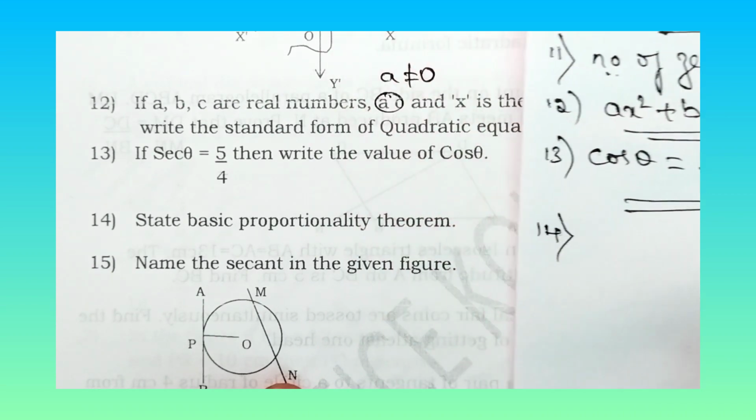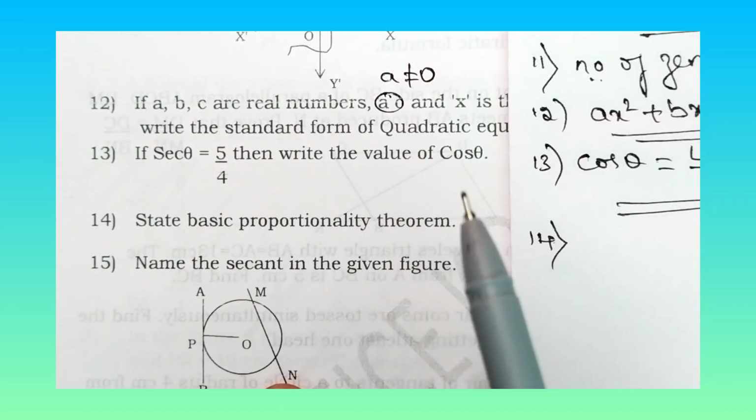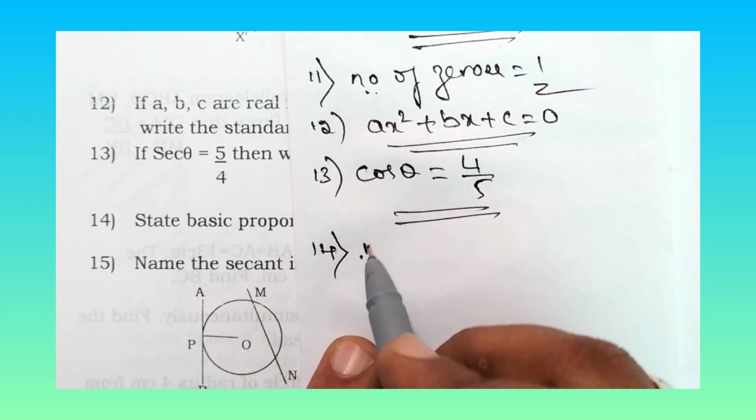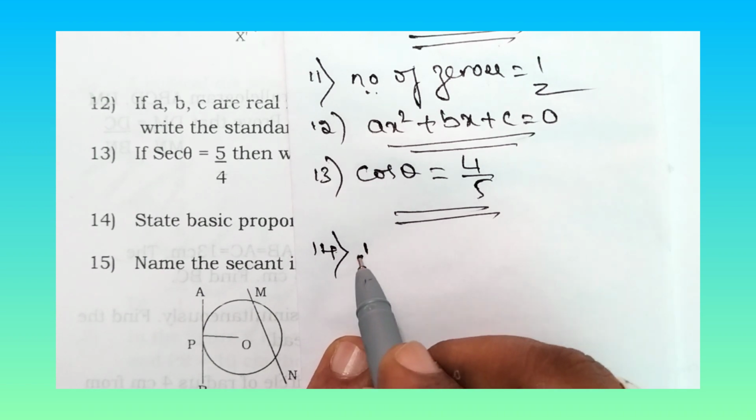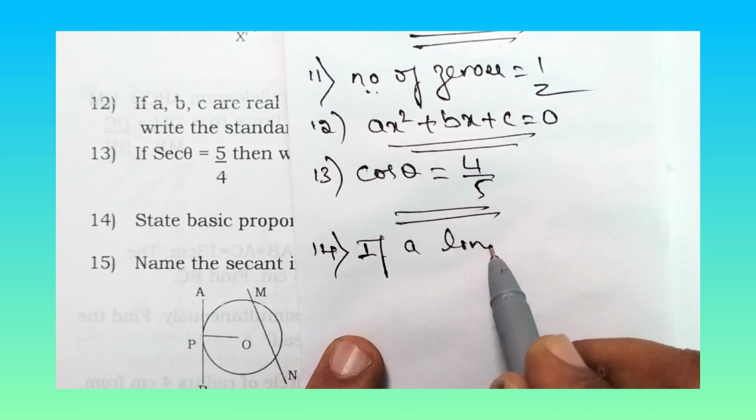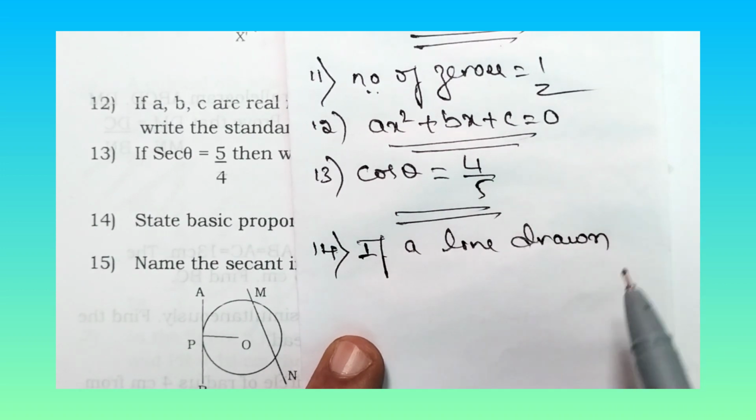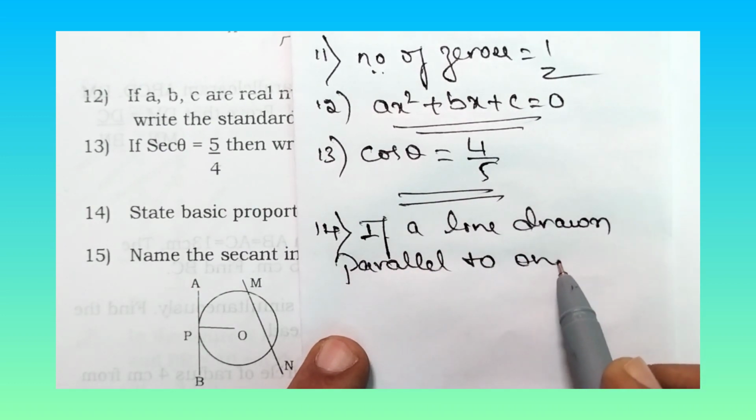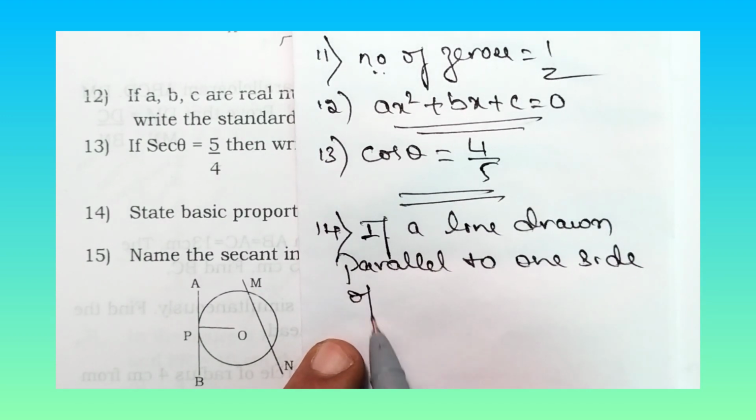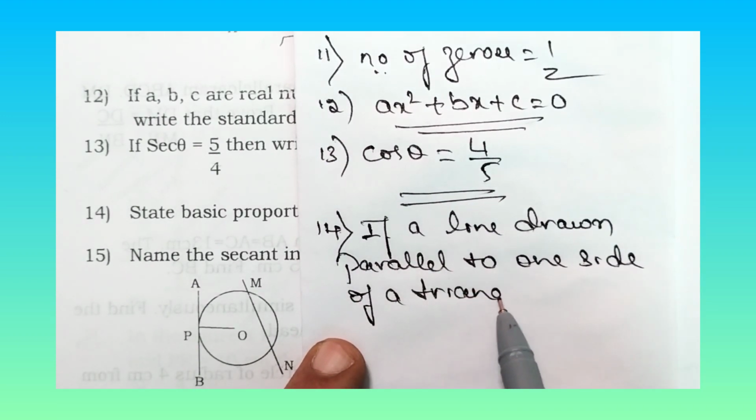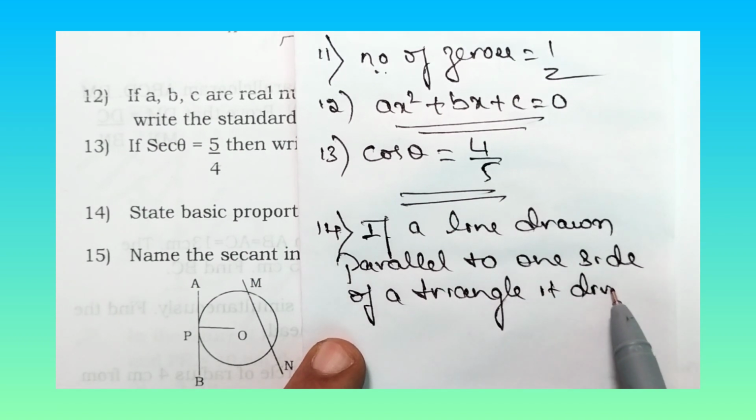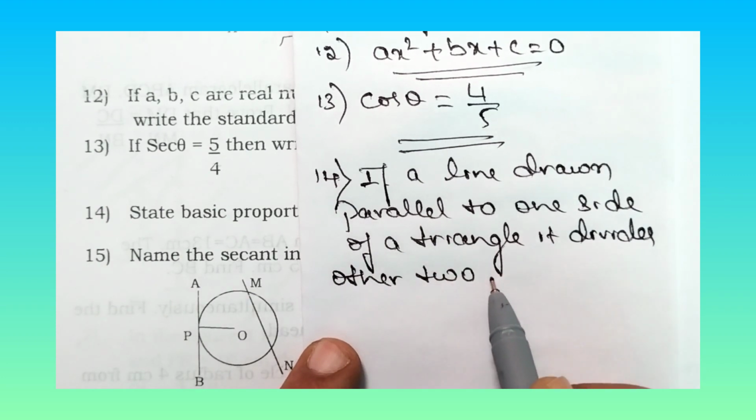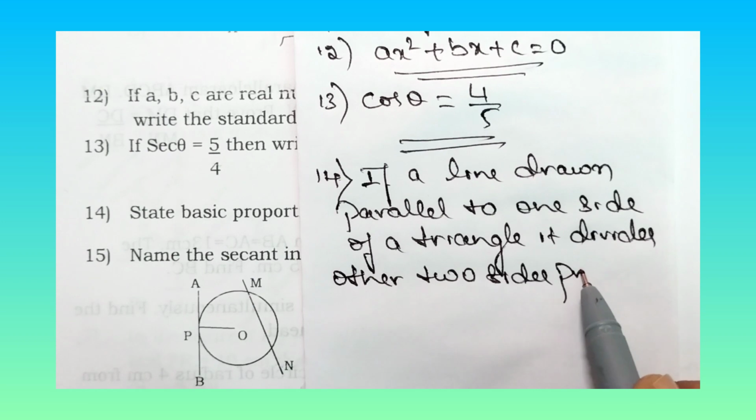Then coming to the 14th question, state basic proportionality theorem. That is, we have to write the statement of Thales theorem. Let us write the statement of Thales theorem. If a line is drawn parallel to one side of a triangle, it divides the other two sides proportionally.